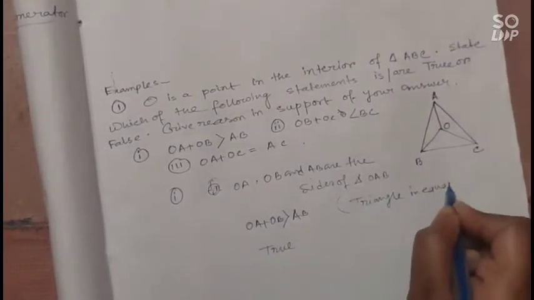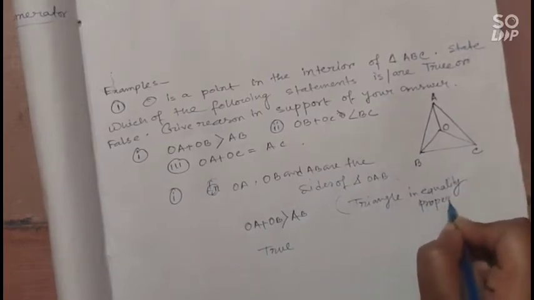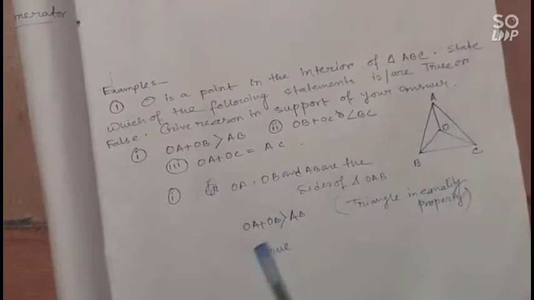Triangle inequality property. So, in triangle inequality property, we know that the sum of two sides is always greater than the third side. So, this statement is true.